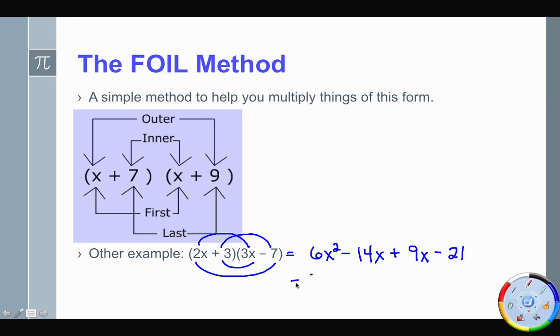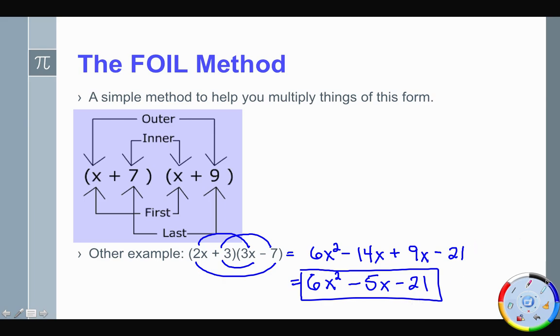And we always simplify our answer to standard form. We get 6x squared minus, we got minus 14 plus 9, which is minus 5, minus 21. And there we have our standard form of our quadratic equation or function.